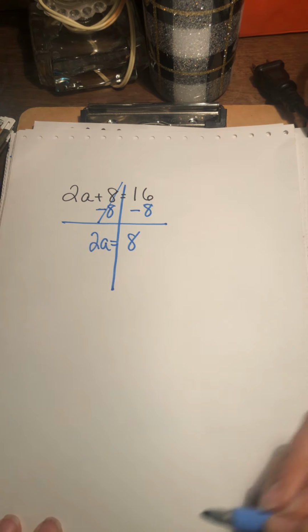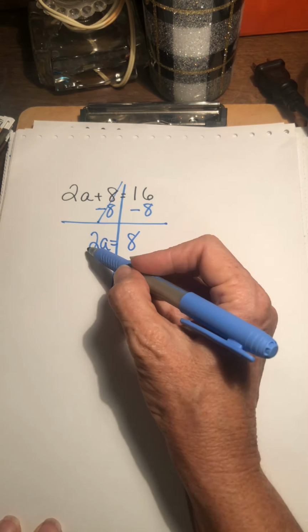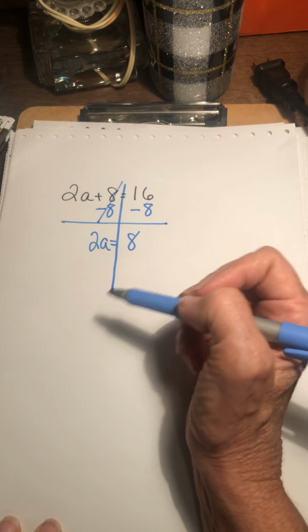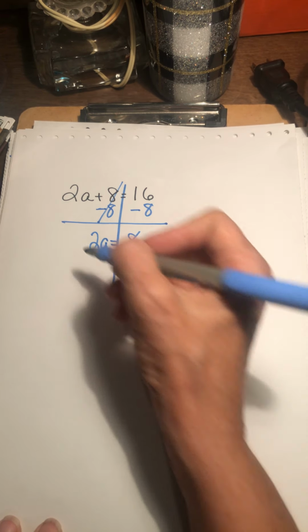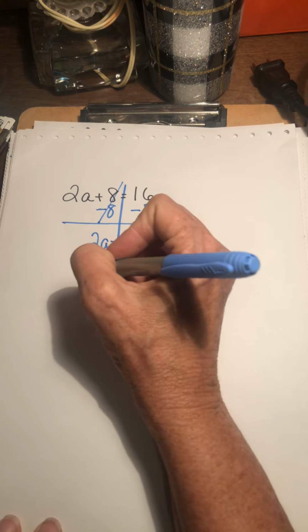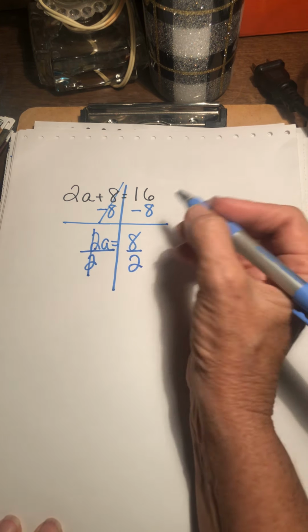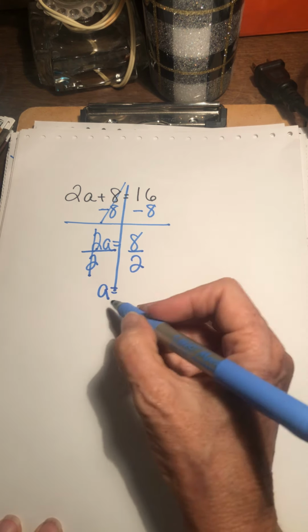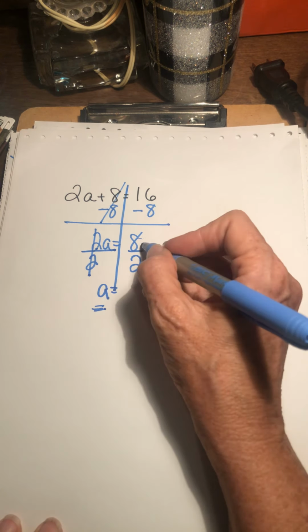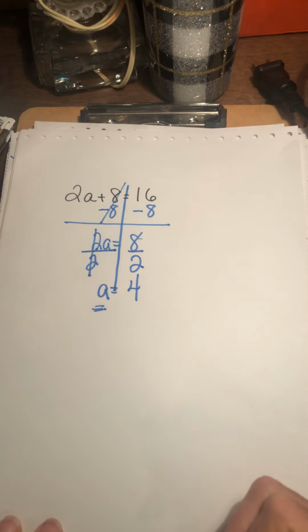16 minus 8 is 8. Right now this means 2 times a. So I want to do the opposite of multiplication, and that's division. So I'm going to divide by 2 on both sides. This now goes away, leaving me with just a, which is what I wanted. 2 will go into 8 4 times.